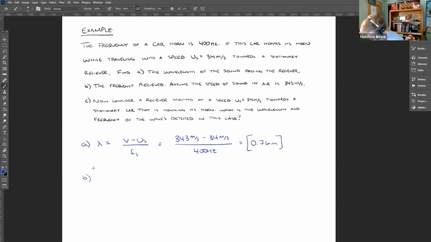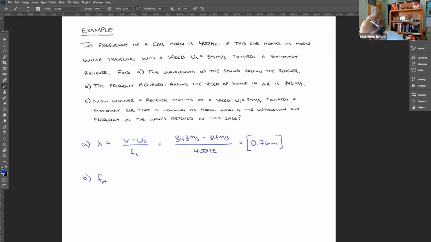Part B, we want to find the frequency received. Where am I getting this 343? It is right here. That is the speed of sound in air. It doesn't give us the temperature of the air, so we're just going to assume it's always this constant speed. So that is V.